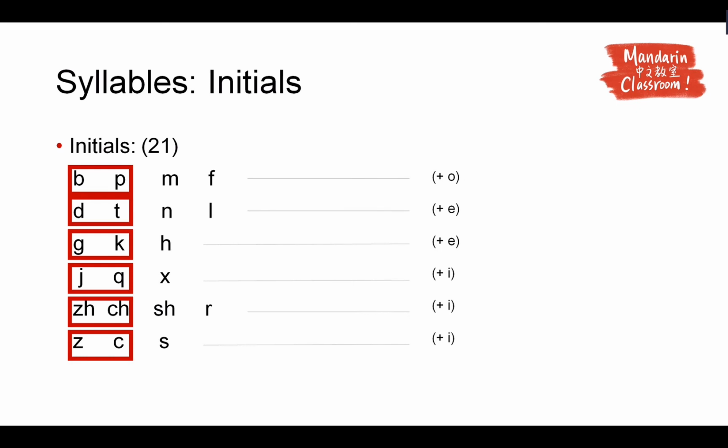First one, Bo. Second, Po. Third, Mo. Fourth, Fo. Bite your bottom lip and pronounce. Okay, let's see the second line.